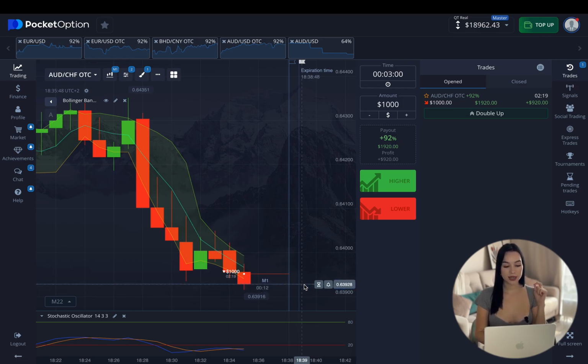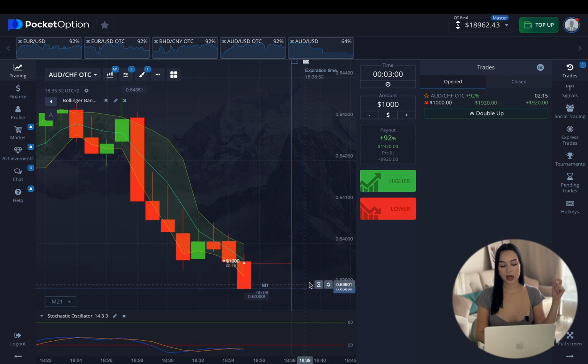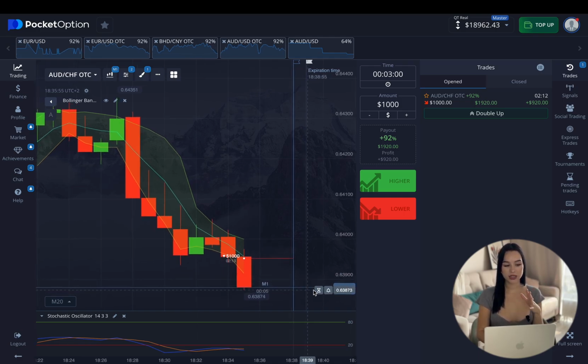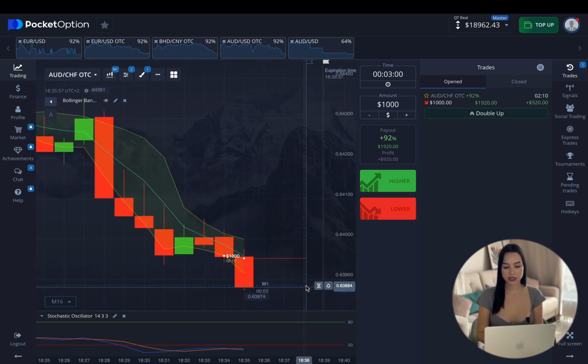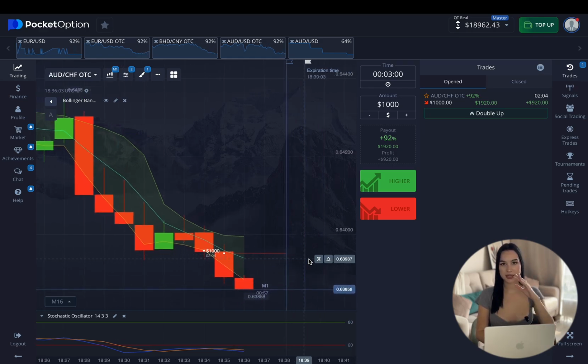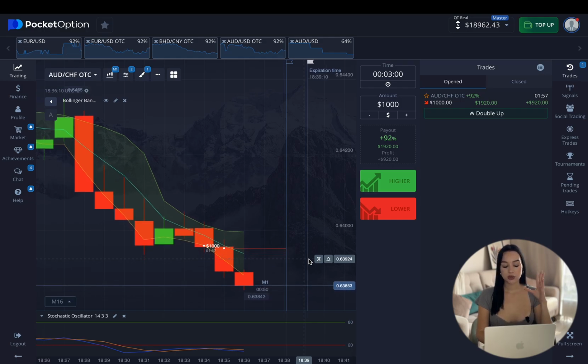So let's look at Bollinger Bands first. We can see that all the three lines are going downward in the same direction. So this is a pretty easy sign to understand that our chart will go even lower. So here we trade with short-term trades. 3 minutes is still a short trade, so that's why we're following our indicators like this.